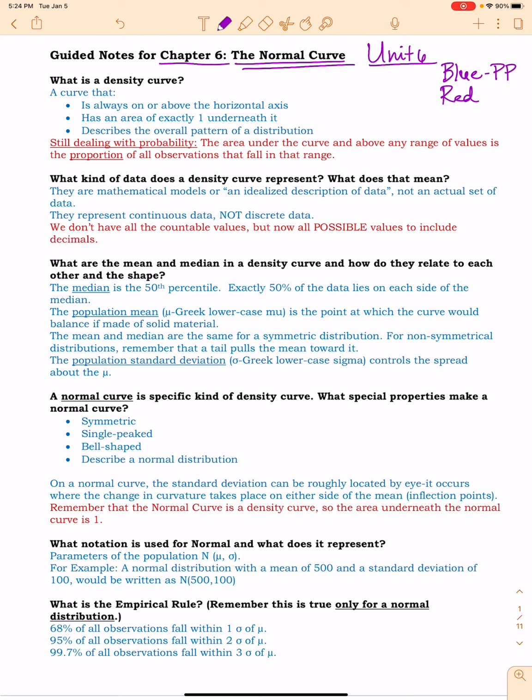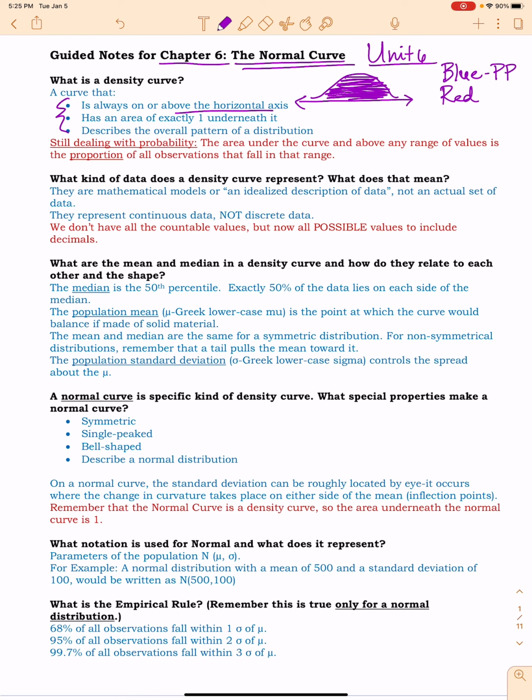All right, so what makes it a density curve? Well, I'm not going to read this to you, but there are several things that need to be true, and I'm going to illustrate this to you. Since it always has to be on or above the horizontal axis, if I've got an axis here, then my curve is going to just sit on top of it, just like that. And then the area underneath it consists of a total of 1. Why? Well, I'm getting to that. And then, of course, it just describes an overall pattern of the distribution.